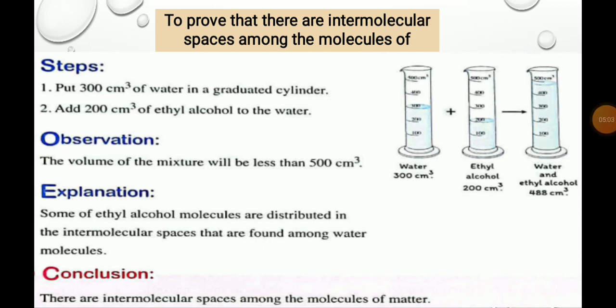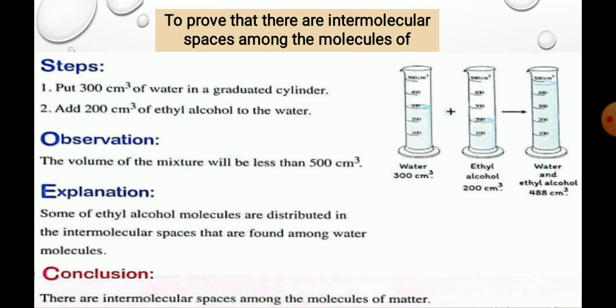Now, about property number two. To prove the presence of intermolecular space among the molecules of matter, you should do this experiment. Number one, put 300 cubic centimeters of water in a graduated cylinder and add 200 cubic centimeters of ethyl alcohol to the water. You can see the volume of the mixture will be less than 500 cubic centimeters. How?